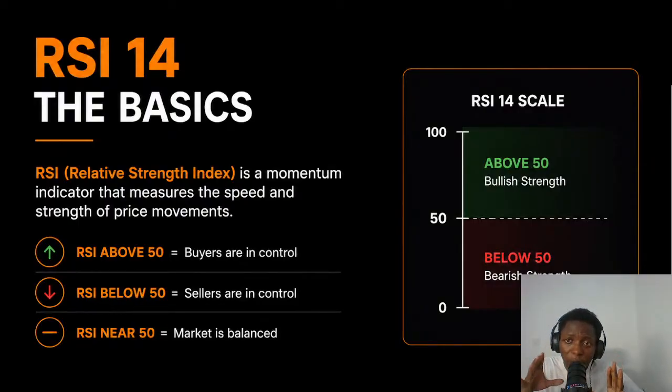Above 50, it means there's bullish strength. Just think about this: above 50, the market is in the buyers' territory, and below 50, the market is in the sellers' territory. So just think of it like this. That's why we're going to be using the RSI. So let's get back to the chart and add the RSI.